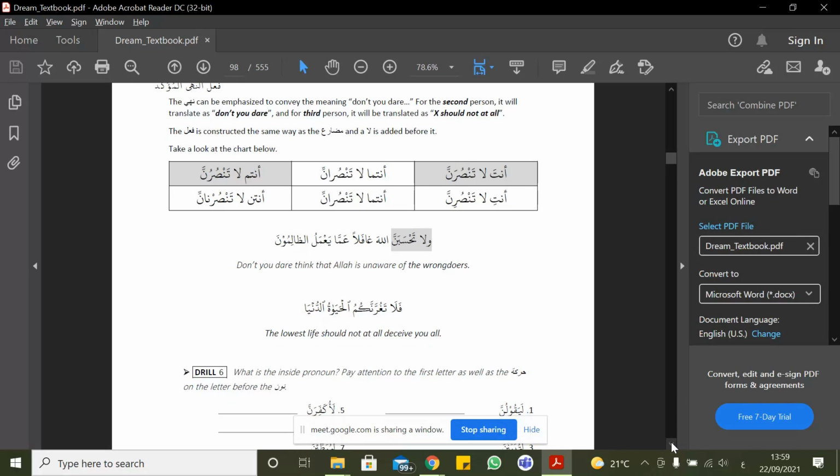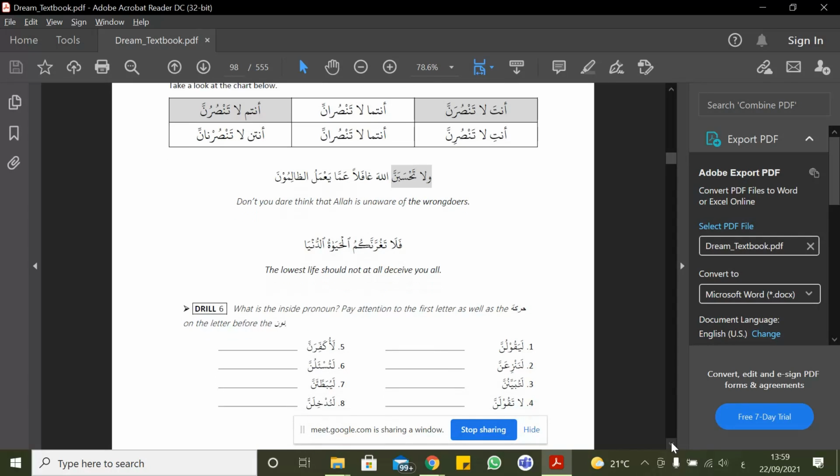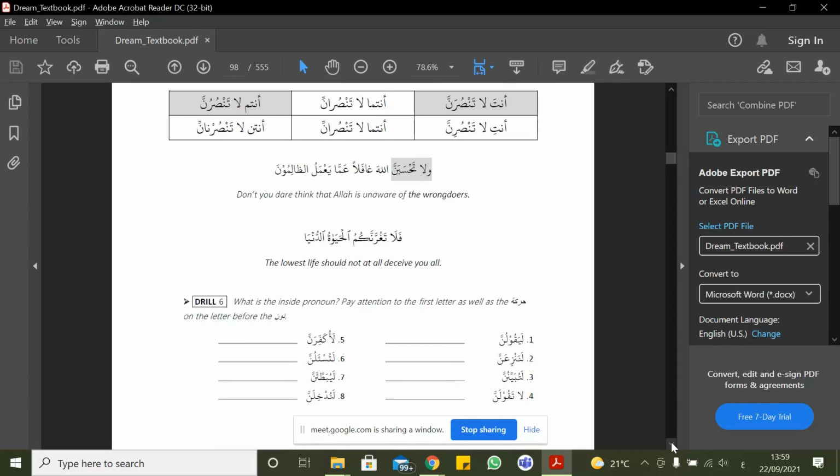Is this topic of failul nahi, nun tawqid, clear to all of you? I've got a bit of catching up to do personally, but I hope so. It seems a bit tricky. So this is still an abnormal structure, right? No, this is not an abnormal structure. This is a normal structure. But when you find some additional noon in your failul mudari format, whether it is failul mudari or failul nahi, then you have to put extra emphasis in your translation or your understanding of an ayah, that this is not just a sentence, it is an emphasized sentence. The intensity has increased in your conversation.